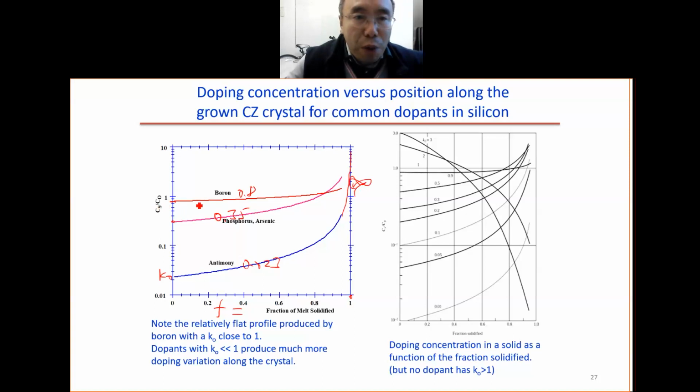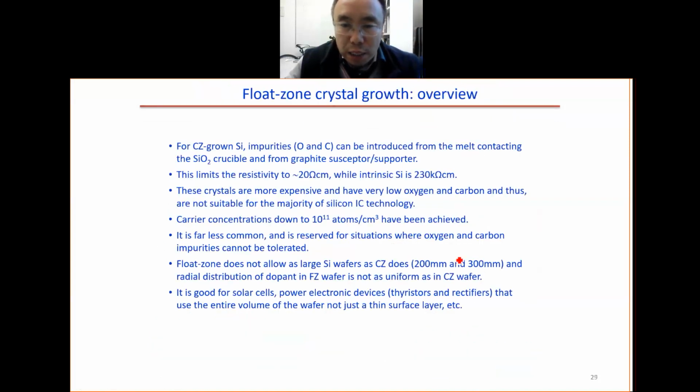For boron, K0 equal to 0.8 is close to 1, so it's flat. Other materials with a smaller segregation coefficient are less uniform. That's why, as I said, the boron doped wafer is the cheapest, because you have more uniform doping along the wafer. Here's the same drawing, but with an example of K higher than 1. But in reality, it's always less than 1.